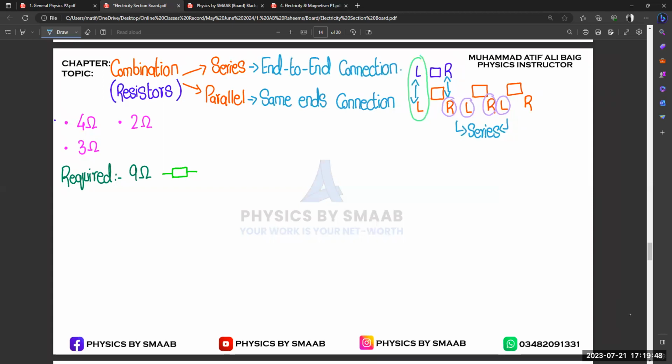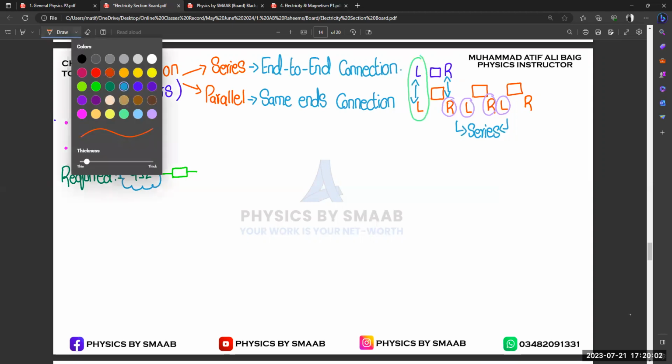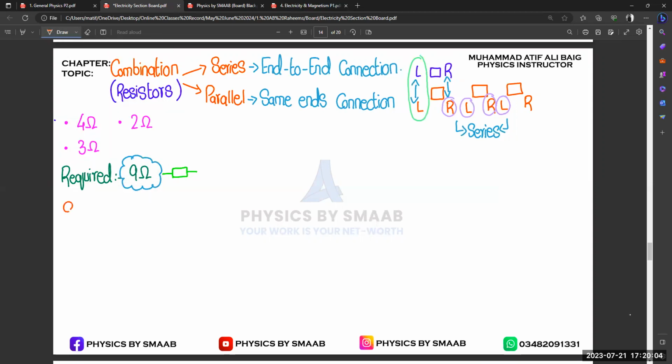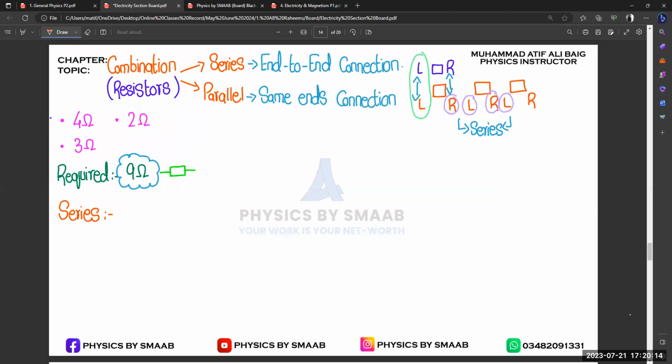Now the question is the same: we need to connect this 9 ohm resistor in our circuit, and we need to combine these resistors in such a way that we get the value of 9. So let's suppose we start with series combination, right? In series combination, we studied Ohm's law, V equals IR. You already know about that.